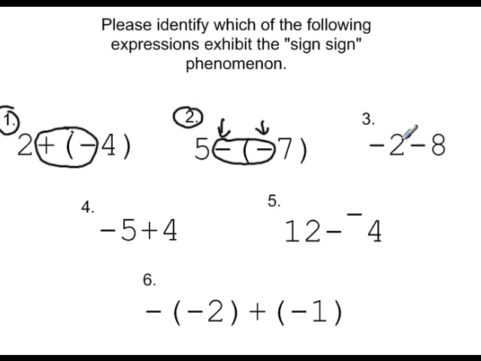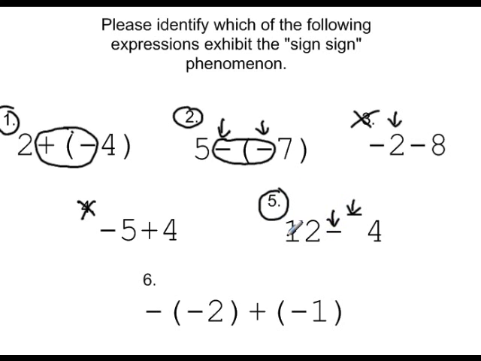In number 3, where it says negative 2 minus 8, this is not the sine-sign phenomenon because there's not two consecutive symbols. Okay, consecutive means in a row. Okay, there are two minus signs, or minus looking signs, but they're separated by the 2. So in number 4, similarly, not a sine-sign problem because they're not two in a row in terms of signs or symbols. In number 5, we see 12 minus negative 4, so that in fact is a sine-sign problem.